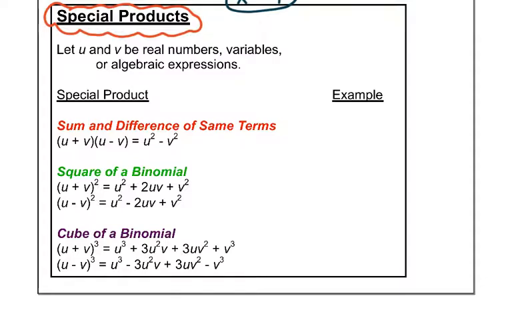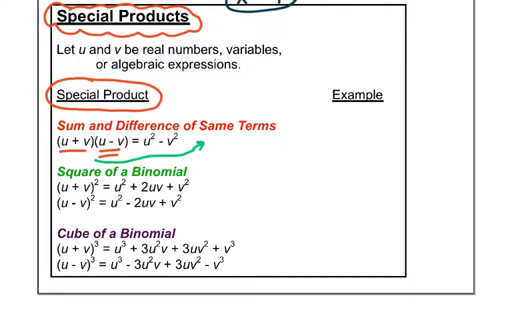All right, special products. These are special ones that have special results that we can memorize. For example, if I take two terms, u and v, and I multiply them like this, where there's a plus in between them and a minus. Okay, well, watch what happens. Before we even get to the punchline, let me actually just multiply them out by hand and watch what happens.